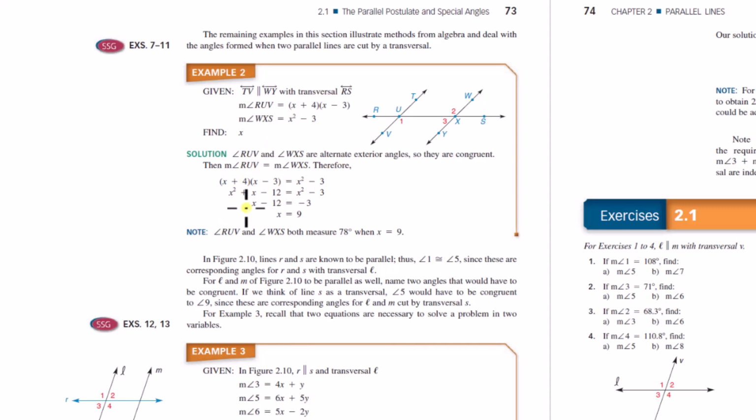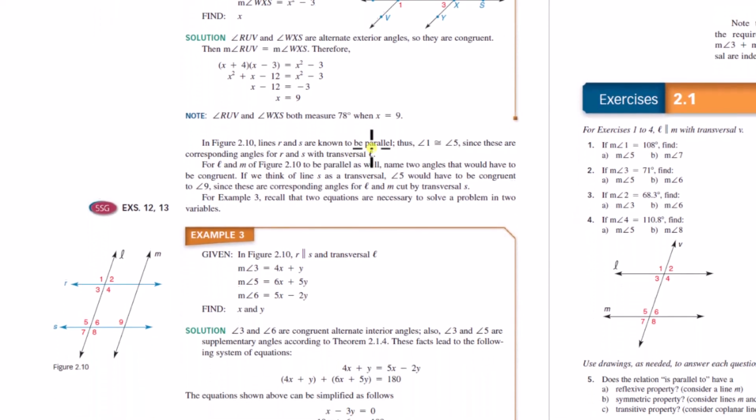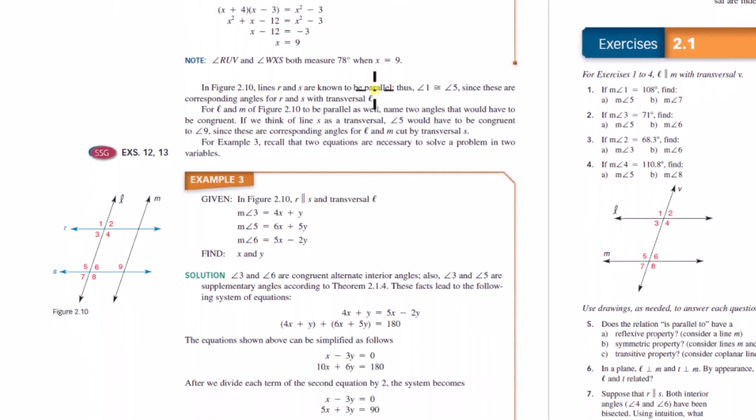You have to solve what looks like a quadratic equation. And we'll work examples just like this too in the next video. In figure 2.10, lines R and S are known to be parallel. Thus, angle 1 is congruent to angle 5, since these are corresponding angles for R and S with transversal L.